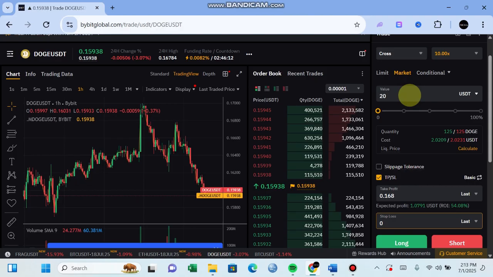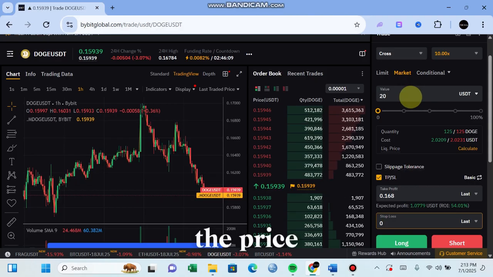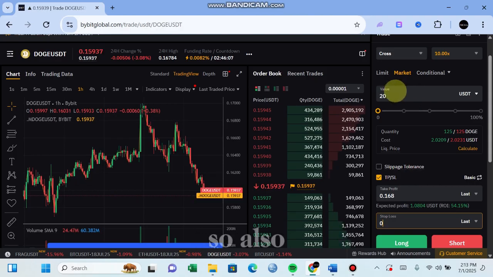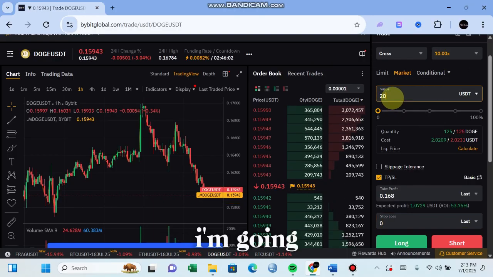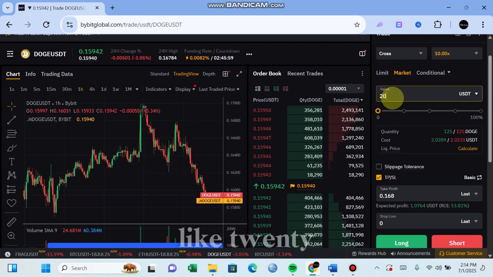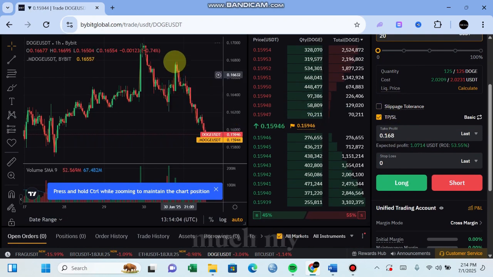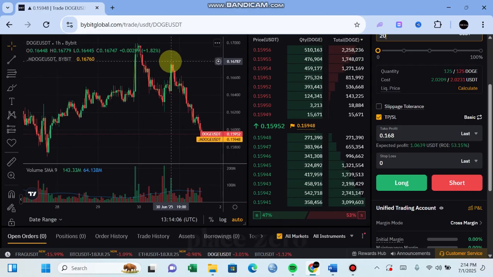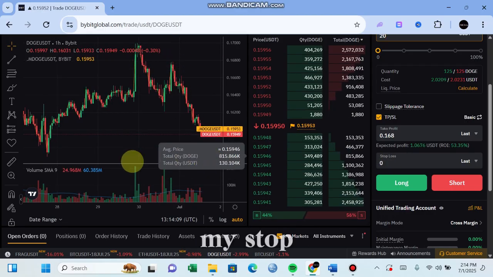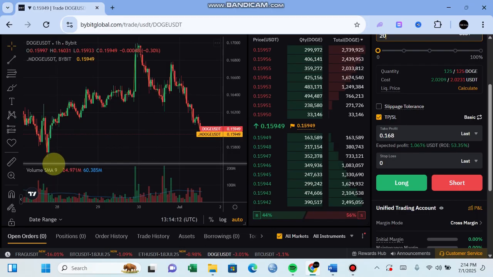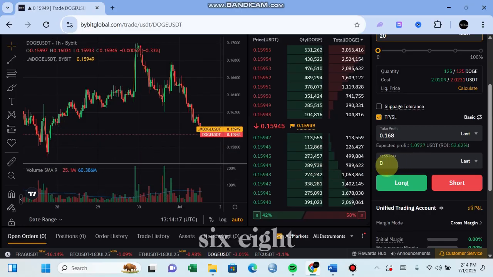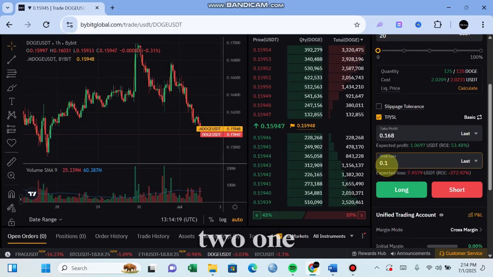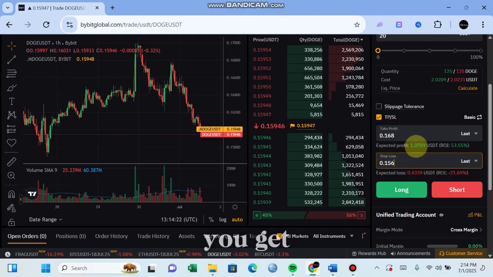Okay, for the market order, let's say I predict that the price wants to go up, you get. So also I'm using 10x leverage and I'm going with 2 USDT. It is 2 times 10, it should be like 20, right? On this place, I feel that my take profit should be at this place, 0.168. My stop loss should be at this level or lower than that, which is like 0.156. You get.